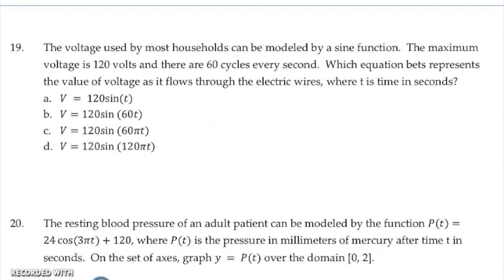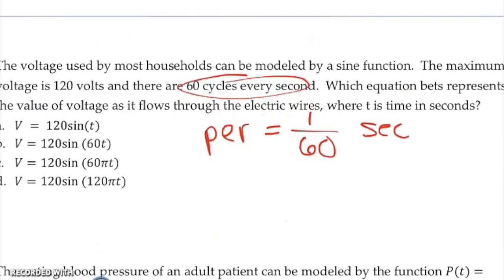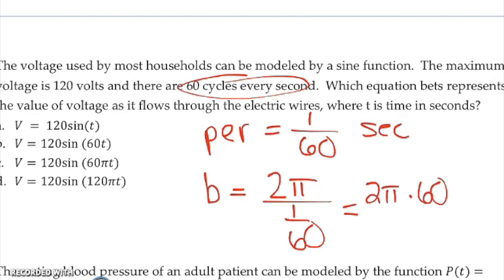All right, next one. The voltage used by most households can be modeled by a sine function. Maximum is 120 and there are 60 cycles every second. Which equation best represents the voltage? So all of these have the same amplitude. That 120 does not really help us. So let's look then at this 60 cycles every second. So what I know now is the period is 1/60th of a second, right? And so the B value should be 2 pi over the period, which is 2 pi times 60, which is 120 pi. And so that means it's answer choice D.